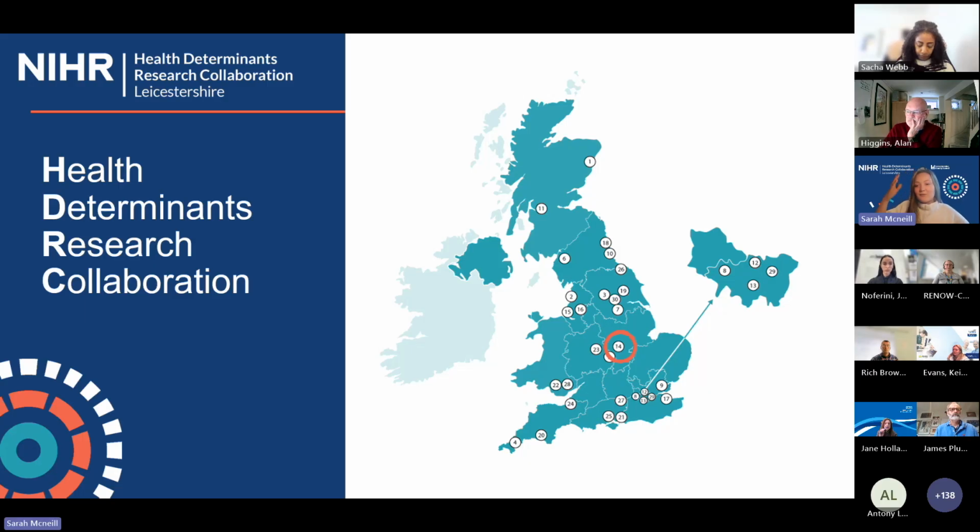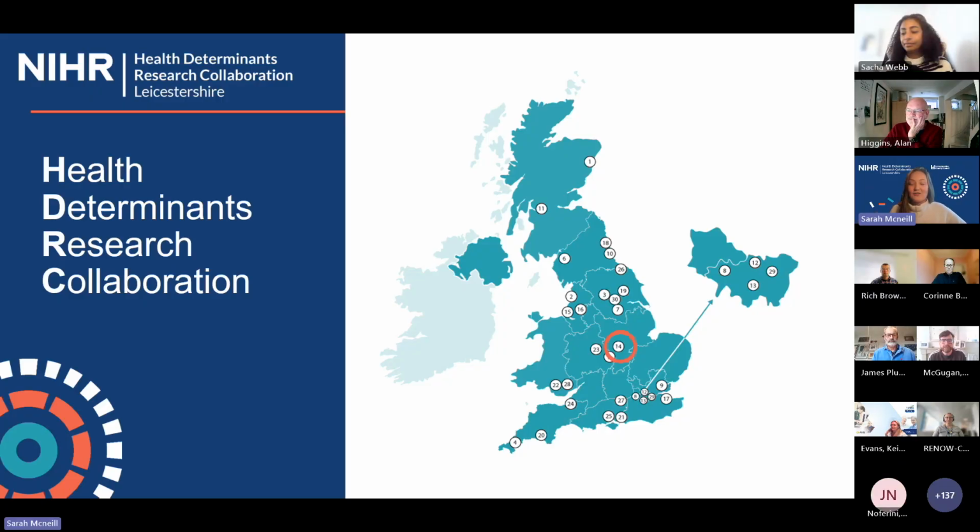So as you can see from the back of my screen, and also what we've mentioned so far, we are here from the Health Determinants Research Collaboration Leicestershire, and we're going to call it HDRC going forward. There are 30 HDRCs across the UK, and I've included the map here from the NIHR website, because I know people on the call will be from all over the UK, so you can maybe see if there are ones near you.